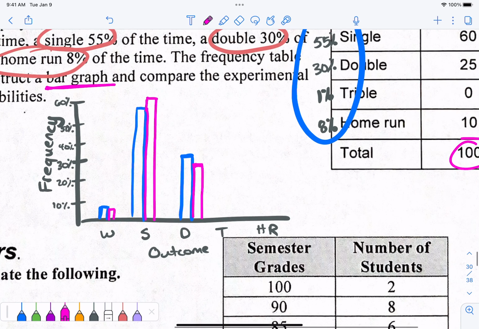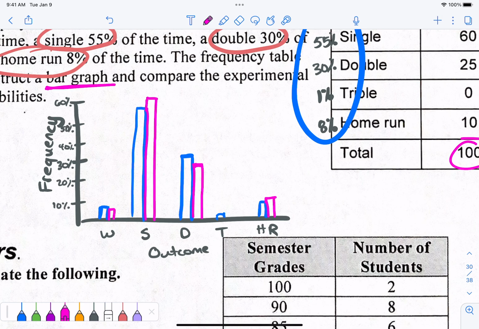Triple, though, has gone from 1 to 0%. So I'm just going to do a little 1 right here and then not have a 1 for the second one. And then home run is 8%. Ooh, it's very hard to eyeball. And we went up to 10%. So ish there. Something of that nature. Okay, those are your bars. And then you can kind of do some comparisons.